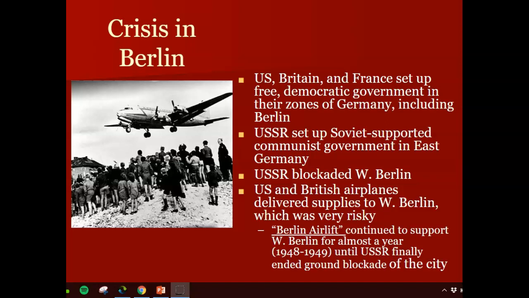And this works. This Berlin airlift was a very risky operation, but successful. And eventually the Soviet Union gave up trying to blockade West Berlin.